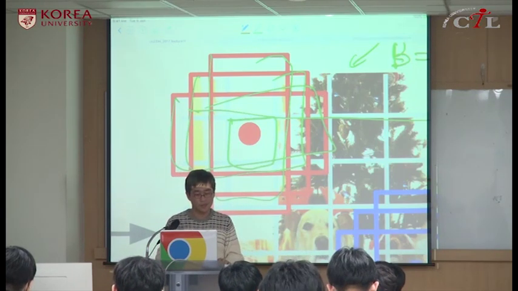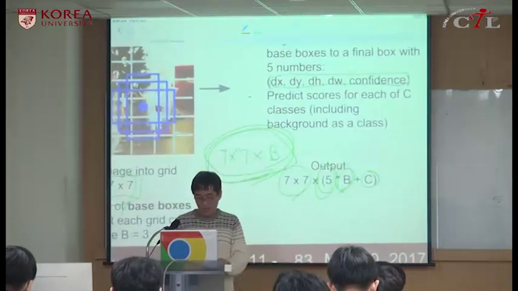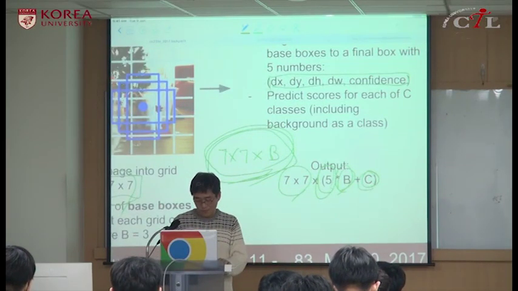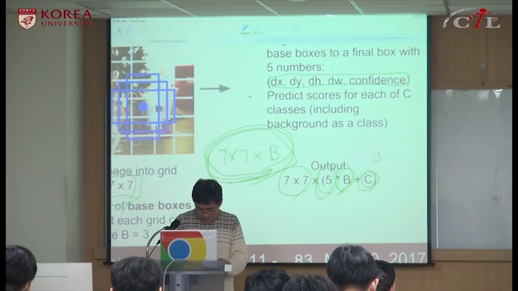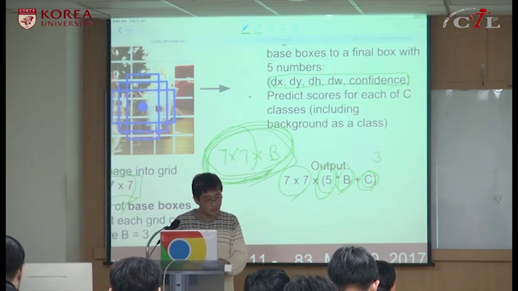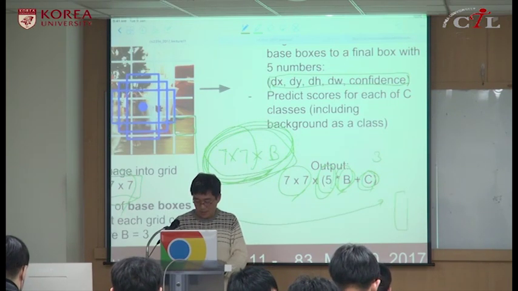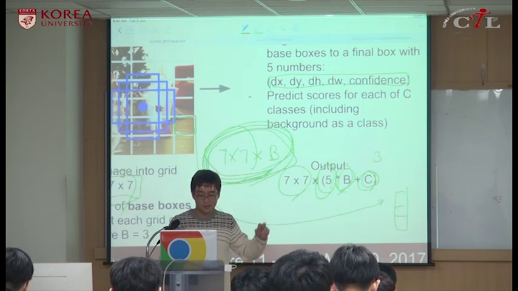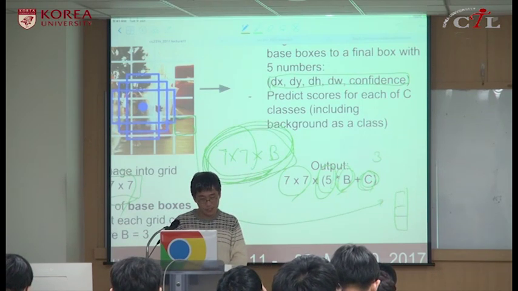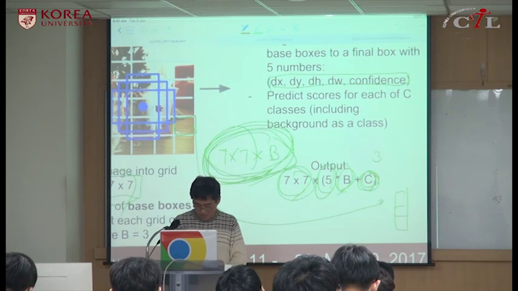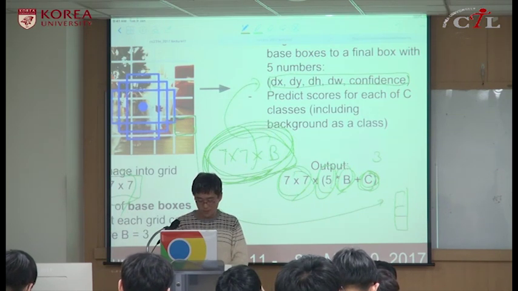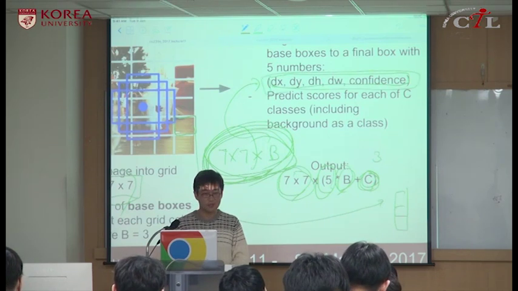Okay, so in that sense, at the softmax layer, we classify among the C classes for each grid, and thus our output is C times 7 by 7, right? And then for each of them, we actually perform the regression to obtain these 5 different numbers.